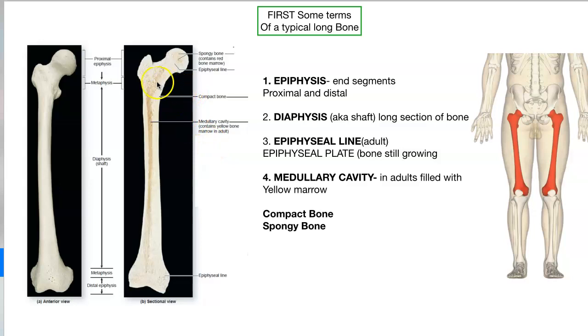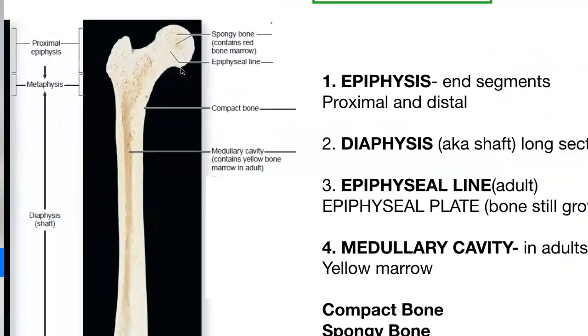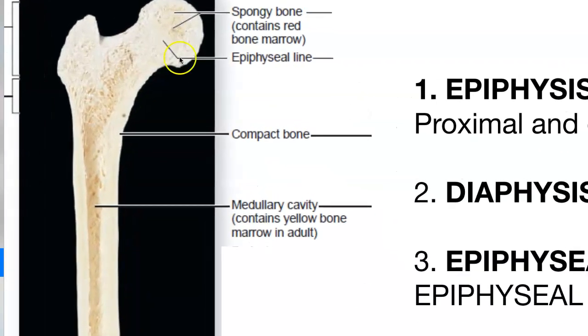Now, there is something we're going to be talking about a little bit later when we talk about how we make bone. In the proximal and distal epiphysis, you're going to have something called an epiphyseal line. Can't really see it very well here. This is an epiphyseal line. This is actually compact bone in here.